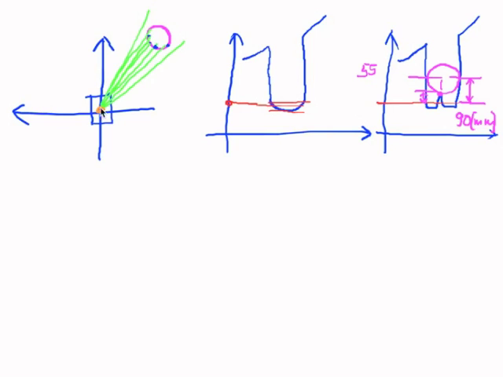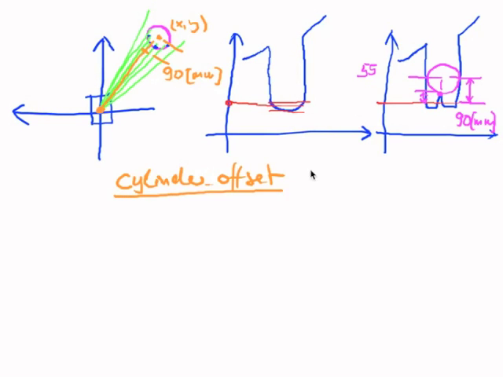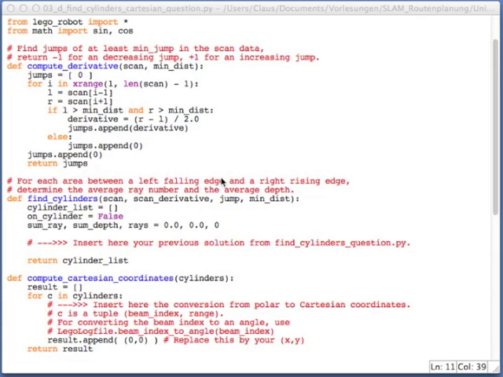Whenever you convert one of your resulting ranges to the XY coordinates, remember that you get something like this range, and before converting it to XY, you will have to add 90 millimeters. This is called the cylinder offset. And this is the final modification I'll ask you for.